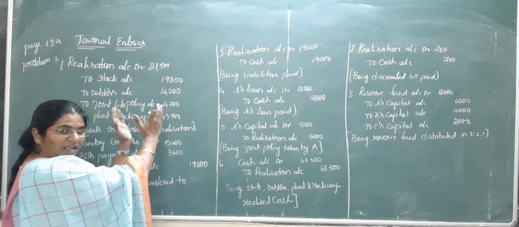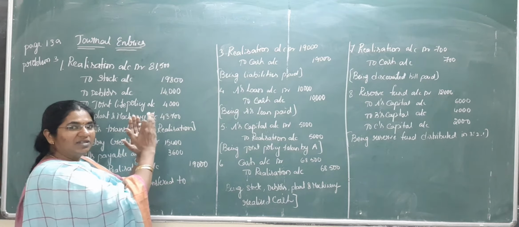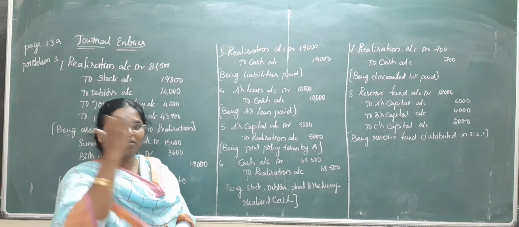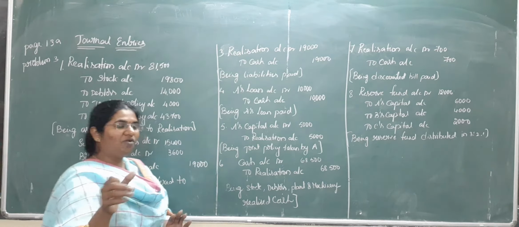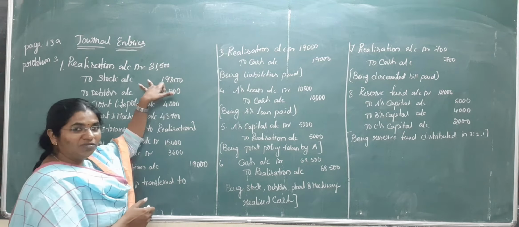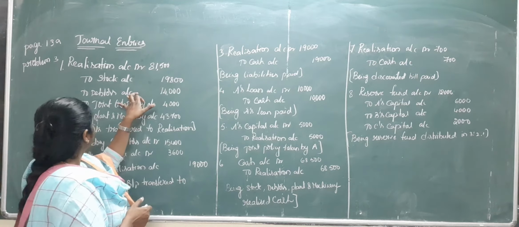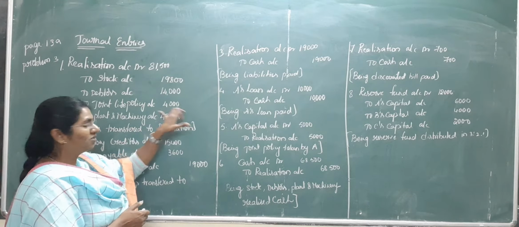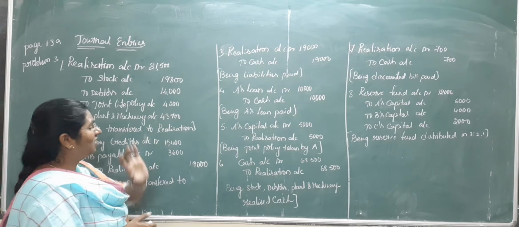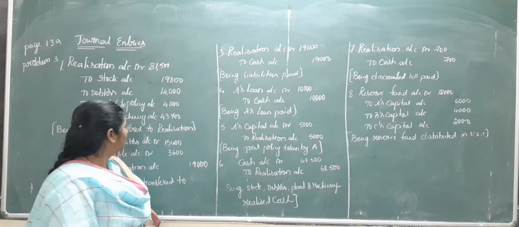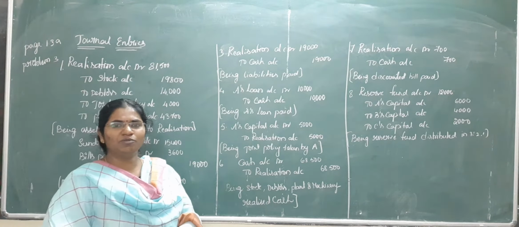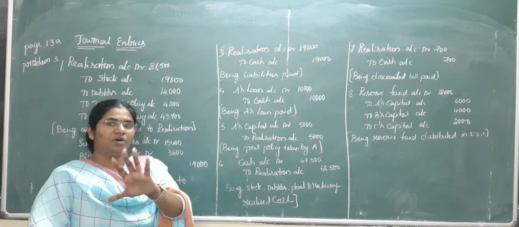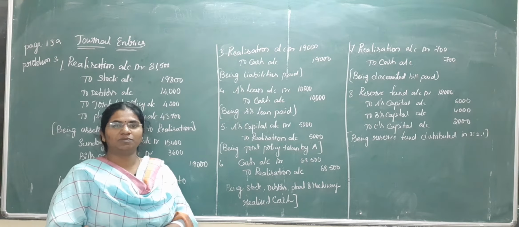So you can frame your problem here: make a format for a balance sheet, and on the asset side of the balance sheet you can write all these assets. Stock account 19,800, debtors account 14,000, joint life policy 4,000, plant and machinery 43,700. You can make your own problem with the answer. Okay, this is about the assets part.